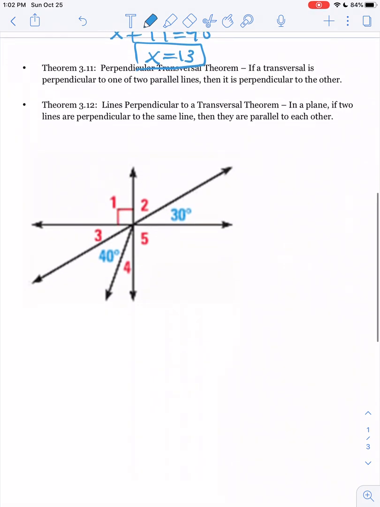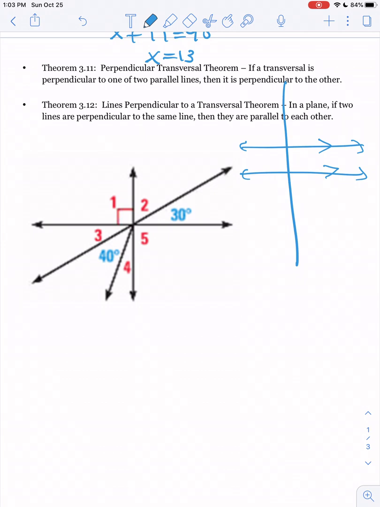Let's look at a couple more theorems. Next theorem says that if a transversal is perpendicular to one of two parallel lines, then it has to be perpendicular to the other one. So let's see what that looks like. So you have a set of parallel lines, and the way we mark parallel lines in geometry is we use those arrows. So as soon as you see that, you can assume the lines are parallel. So it's saying if this transversal is perpendicular to the first parallel line, you can assume it's also perpendicular to the second line.